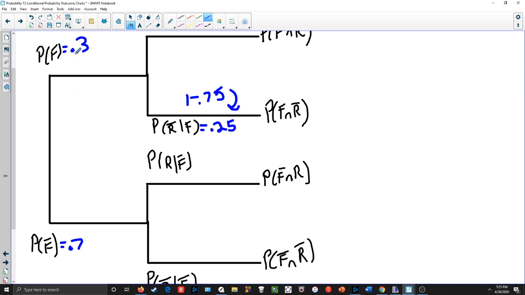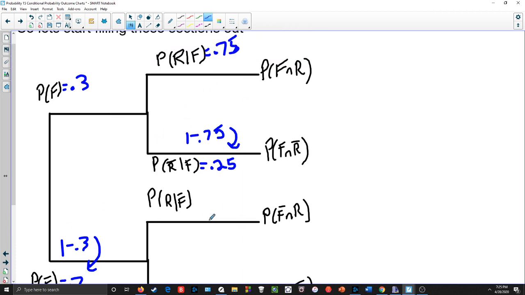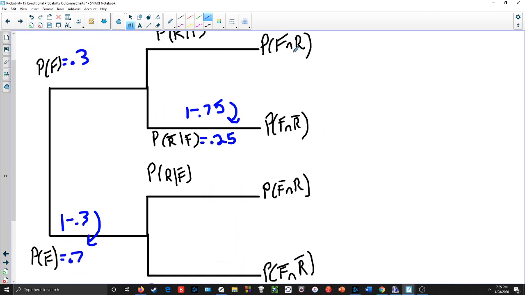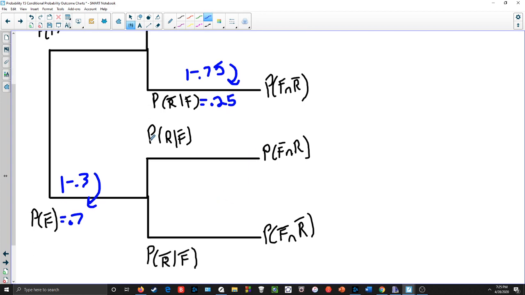Even down here, 30% were female. Well, 1 minus 0.3 gives me 0.7. So each split should have this sort of complementary aspect to it, at least until you get to the ends here. So what about the male version?